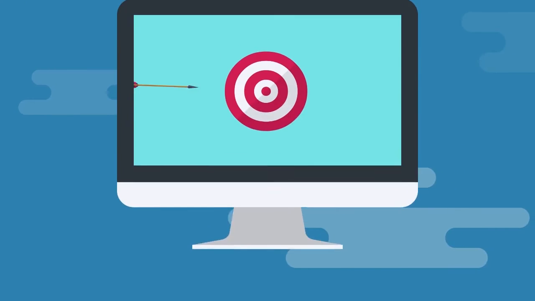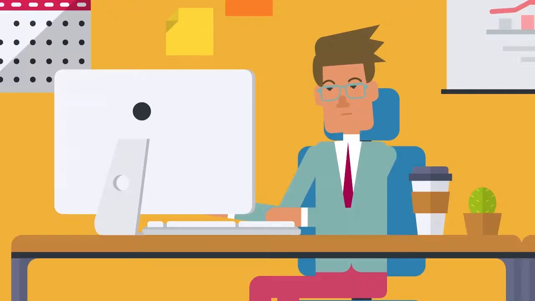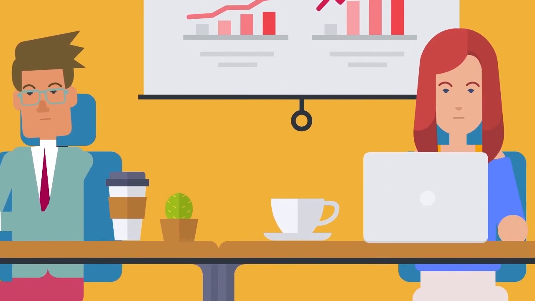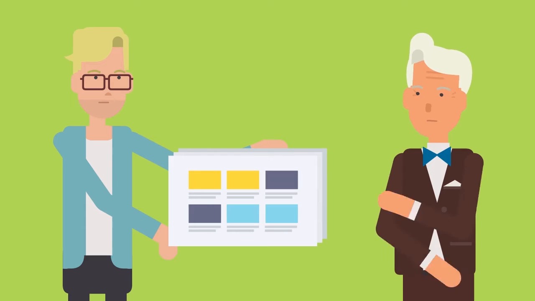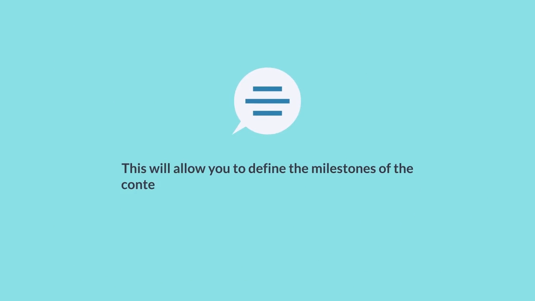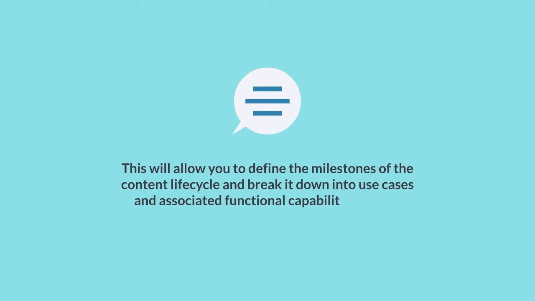The next step is to acknowledge that content creation and management is a process, and then to articulate the broad strokes of that process. This will allow you to define the milestones of the content lifecycle and break it down into use cases and associated functional capabilities in each stage.